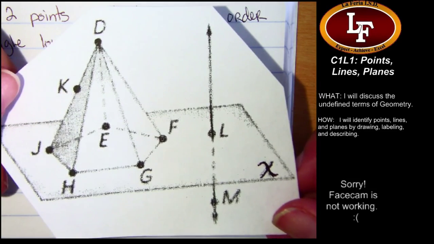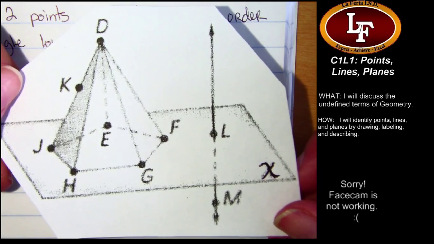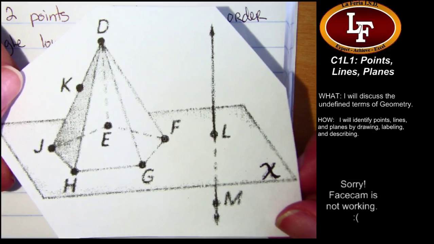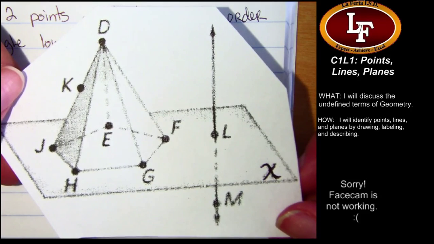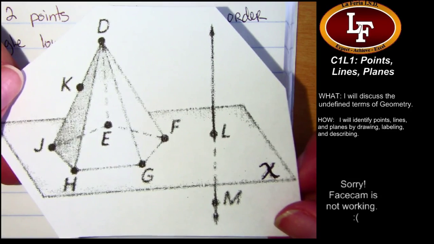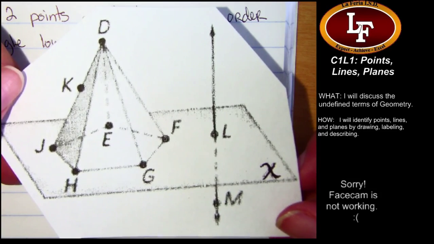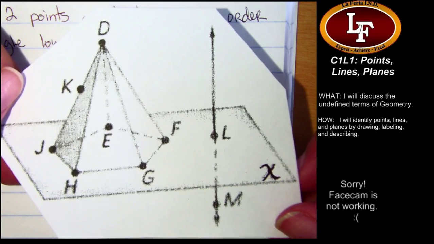Wait, look. Is there a line physically drawn between F and K? No. But there is a line that exists between F and K. And so you are completely correct in saying that there is a line FK, even if it's not drawn for you. It is still there.